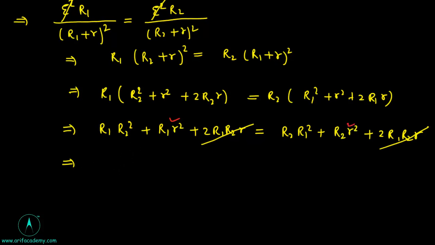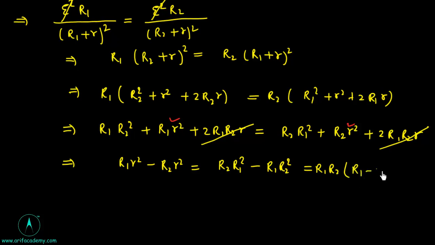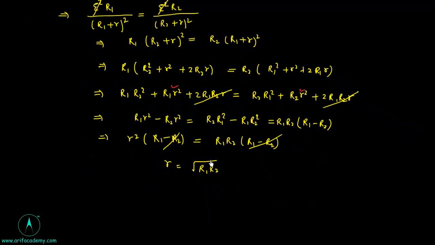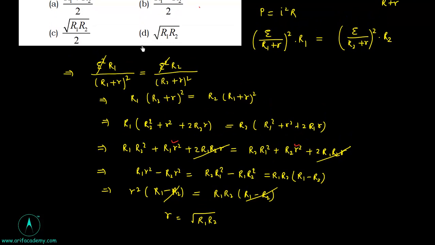So this can be written as R1 r square minus R2 r square equal to R2 R1 square minus R1 R2 square. Take R1 R2 common, so this is R1 minus R2, and here r square multiplied by R1 minus R2 equals R1 R2 into R1 minus R2. So small r square equals R1 R2. So this is the answer, so option D is correct.